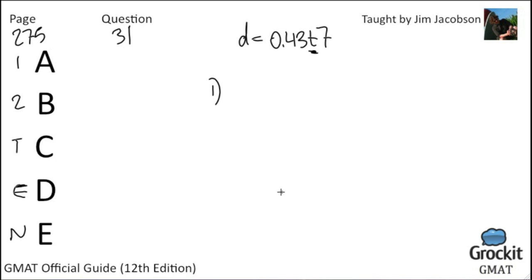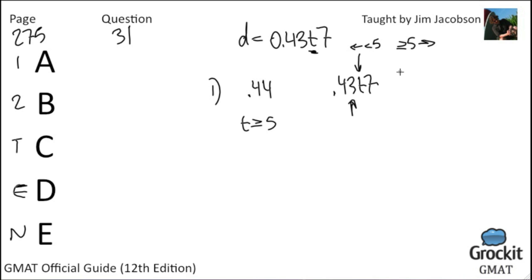Statement 1 says if d were rounded to the nearest hundredth, the result would be 0.44. Remember with rounding, if the next digit after the one that you are rounding to is less than 5, it stays the way it is. If it's greater than or equal to 5, it goes up 1. Since we rounded to the hundredths digit and it became a 4, we know that t is greater than or equal to 5.